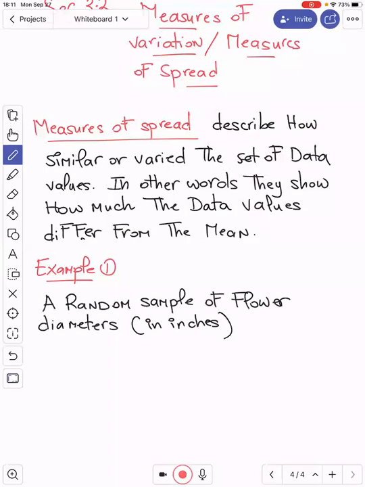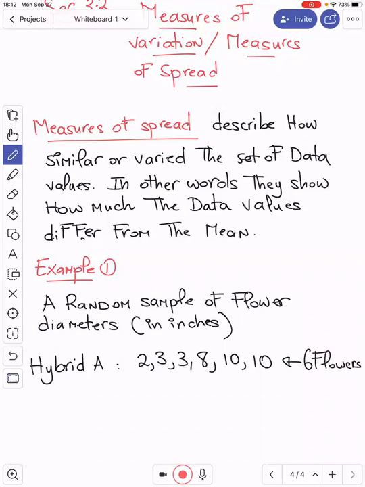And so let's say you have 2 different hybrids of flowers. The first type of flowers, hybrid A. Let's say we have 6 flowers, and the first flower's diameter is 2 inches. Second flower, 3 inches. Fourth flower, 8 inches. Fifth flower, its diameter is 10 inches, and then the last one is 10. So we have 6 flowers in this hybrid A.